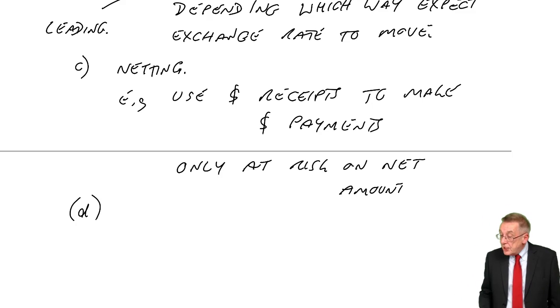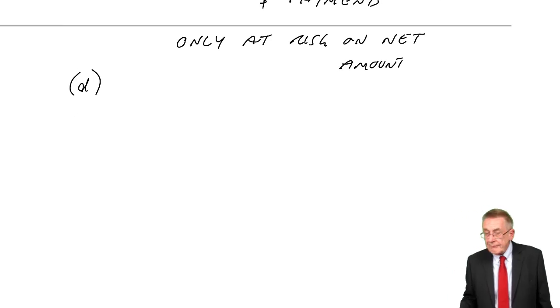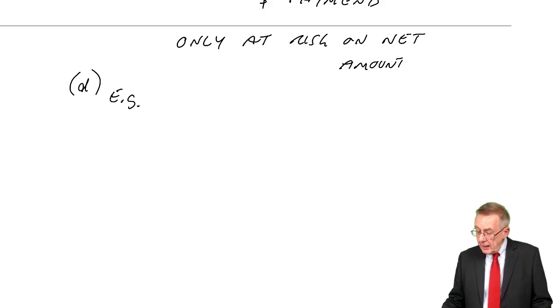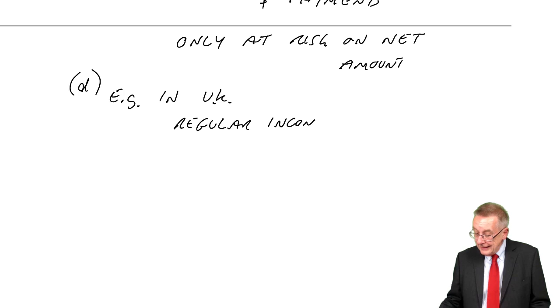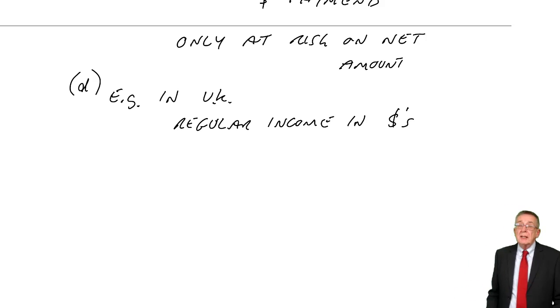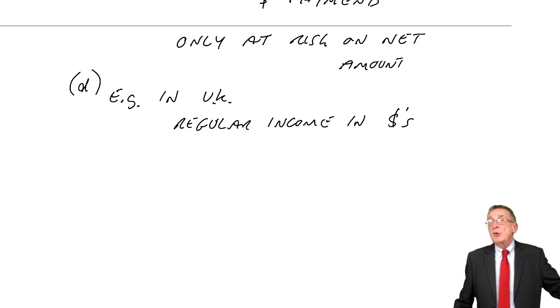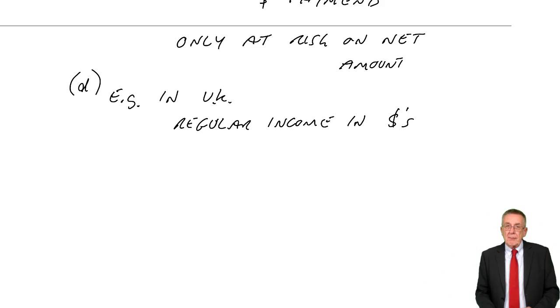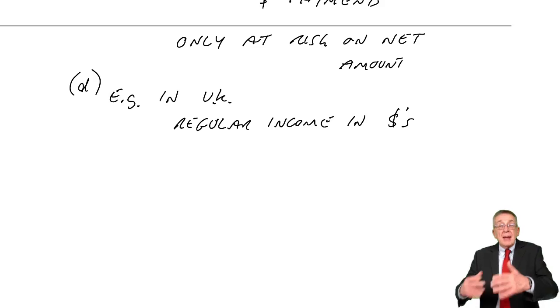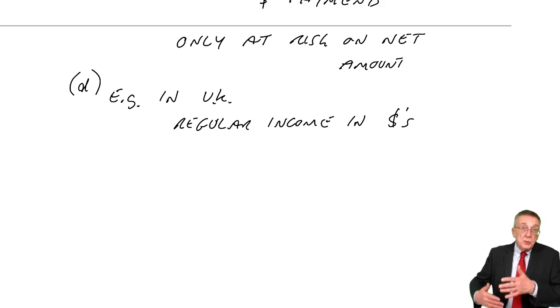Finally, the fourth, matching, which is rather different. What this is, for example, suppose we're in the UK, and we have regular income in dollars. Most of my sales are perhaps in the UK, but I do sell to America, and I've got income in dollars, $50,000 a year. Now, obviously, that's a risk. As the exchange rate goes up and down, my pound income will move with the exchange rate.